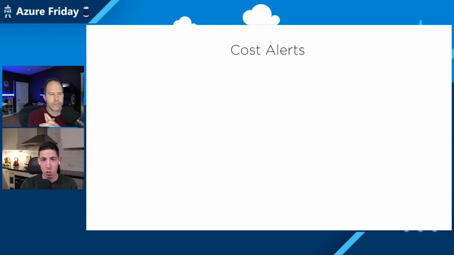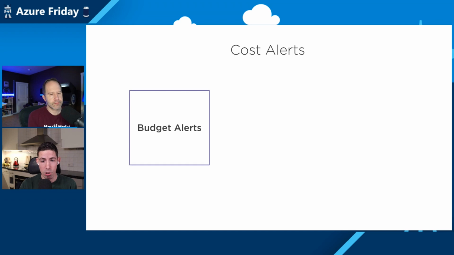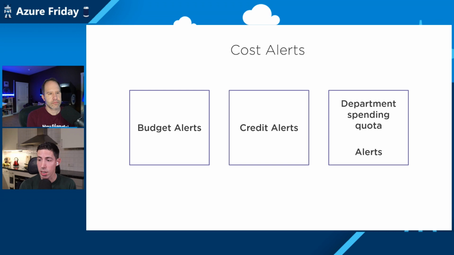Now, the difference with all these alerts that I just said, that's a bit confusing. You have budgets and you have alerts. So you can have multiple types of alerts. You have budget alerts, and I'll show you a budget in a second, in which you can say, well, this subscription should only cost 10,000 US dollars per month. And if it reaches 90% of that, I want an alert. But you also have credit alerts and department spending quota alerts.